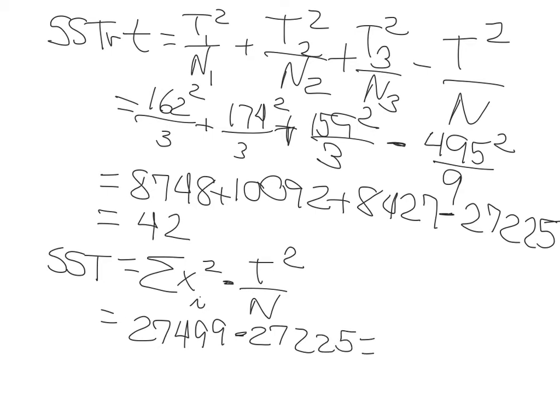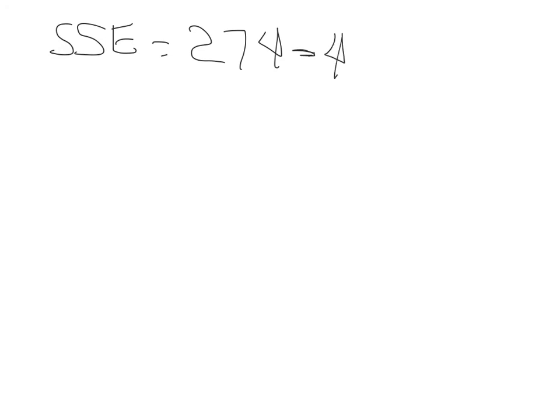And before you know it, you will have 274. Okay? All right. Now the SSE, the error sum of squares, you take that 274 and subtract out the 42. And before you can say design of experiments, you have 232.